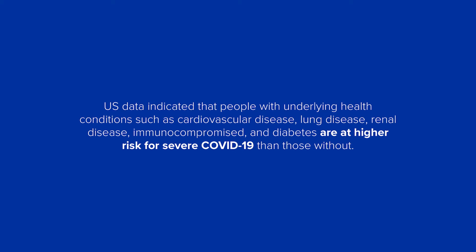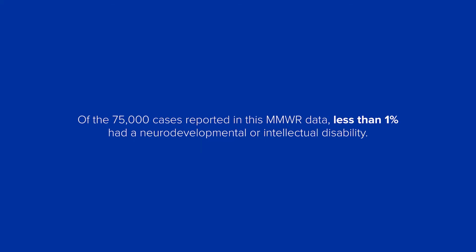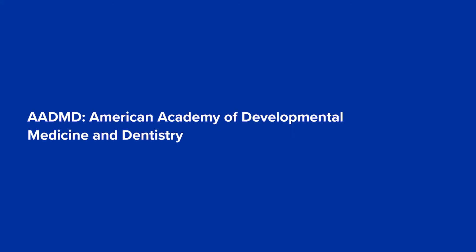The data also looked at some other disabilities, and of the 75,000 cases or so that had data to review, it was reported in the MMWR data that less than 1% had a neurodevelopmental or intellectual disability. So this first initial analysis of cases, as was shared by the AADMD, showed that we're not seeing people with developmental or intellectual disabilities being overrepresented, at least at this point. So I think that that's noteworthy for sure.